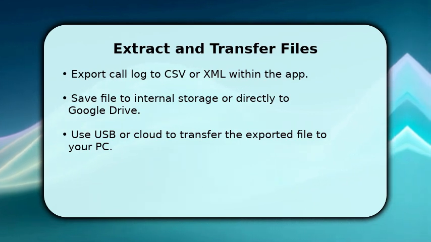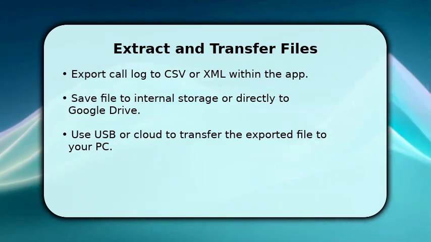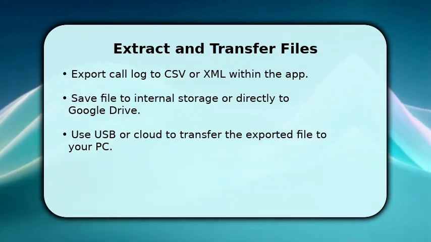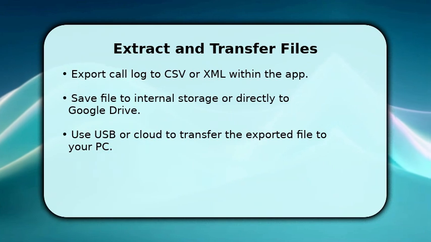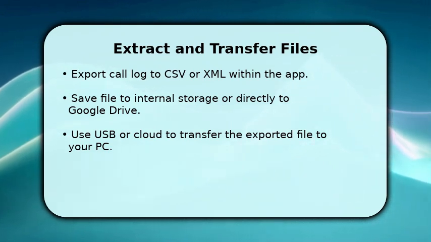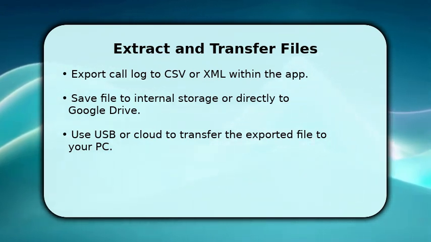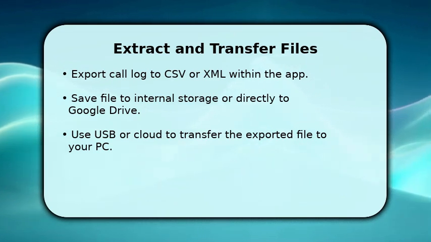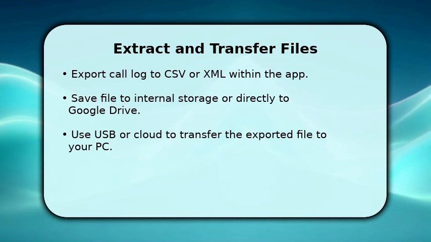Tap Export and pick the destination: internal storage, an SD card, or cloud like Google Drive. Once the file is created, confirm its size and name so you can find it easily. If using USB, open the phone storage on your PC and copy the file. If using cloud, sign into the same account on your PC and download the export.